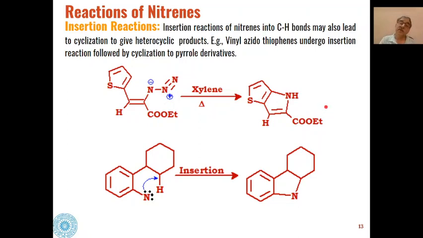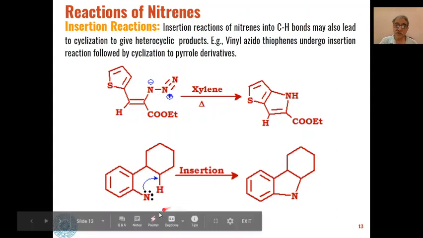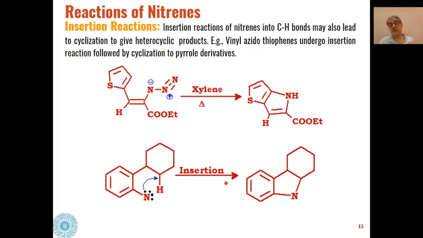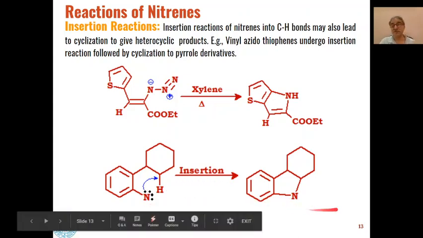The formation of 5-membered rings is always much more favorable than any other ring size, that is, 4-membered or 6-membered. If there is a possibility of formation of a 5-membered ring, that will be the most stable transition state and will always be preferred. Similarly over here, if we have this type of nitrene, this carbon hydrogen bond can be inserted to give us a 5-membered cyclic structure through carbon hydrogen bond insertion by nitrenes.